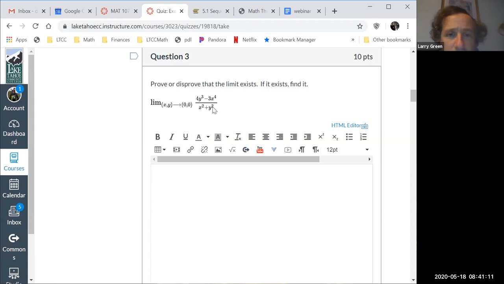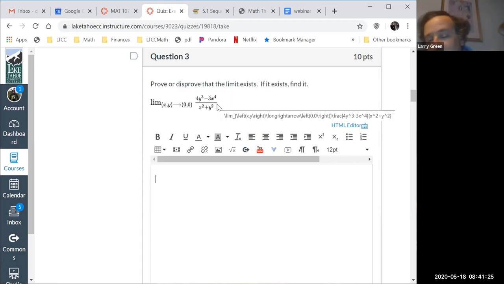If you plug in y equals 0, you get negative 3x to the 4th over x squared. That's negative 3x squared, and that goes to 0. If you try y equals x, you also get 0. Try it real quickly in your head, again, I'm not writing it out because that's the whole point. And they all go to the same place.